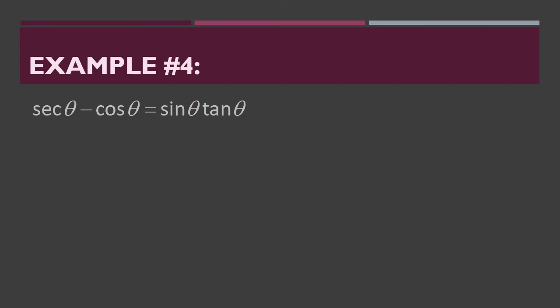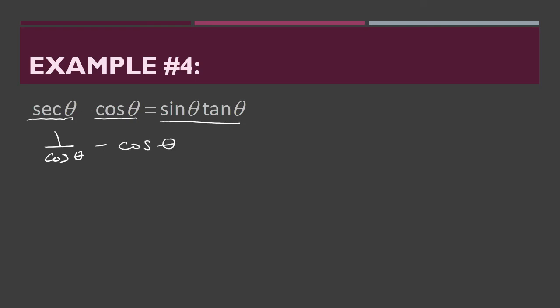All right, and the last example for today, we have secant theta minus cosine theta equals sine theta tangent theta. So again, on my left-hand side, I have two terms, and on my right-hand side, I only have one term. So the best way to do that is to take fractions and add them together. I do not have fractions right now, so I'm going to go with the old mojo of taking everything and turning them into sines and cosines. So I'm going to work with the left-hand side. I know that secant is 1 over cosine theta.